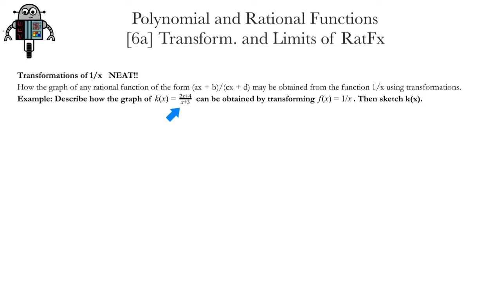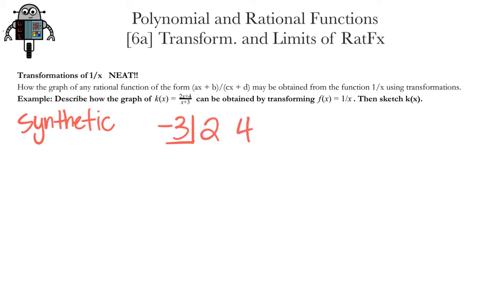Since 2x plus 4 is being divided by the binomial x plus 3, we can use synthetic division. Negative 3 goes in the box because the 0 of x plus 3 is negative 3. The coefficients are 2 and 4. We'll draw our horizontal line and drop down the 2. 2 times negative 3 is negative 6.